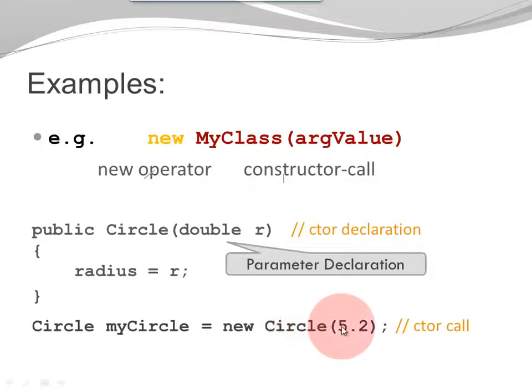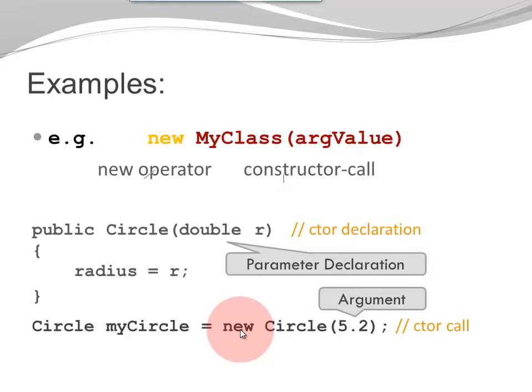Here is the corresponding constructor call. We pass an argument 5.2, which is of type double. Double is no longer mentioned because double was already specified in the parameter declaration. When we call the constructor, we just pass an argument of an appropriate type. So here I have my constructor call in combination with the new operator.